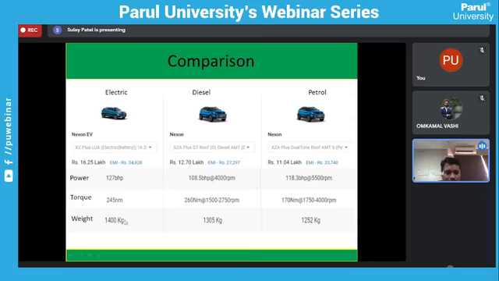And the weight of the vehicle is 1400 kg, this is 1305 kg, and this is 1252 kg. So you can see the petrol engine vehicle has the lowest weight. The diesel engine vehicle is 1305 kg, and you will find that the electric is almost 100 or 95 kg heavier than the diesel engine.